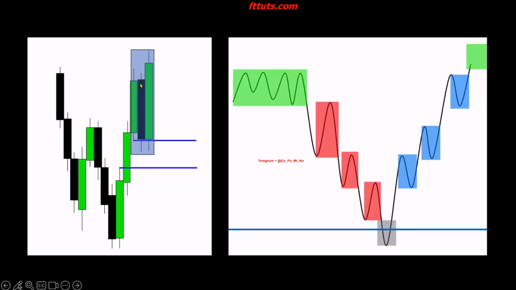It retraces into what? Into this BC, into this bullish fair value gap, and that's our PD array for this scenario. So we have this bullish fair value gap on our chart.